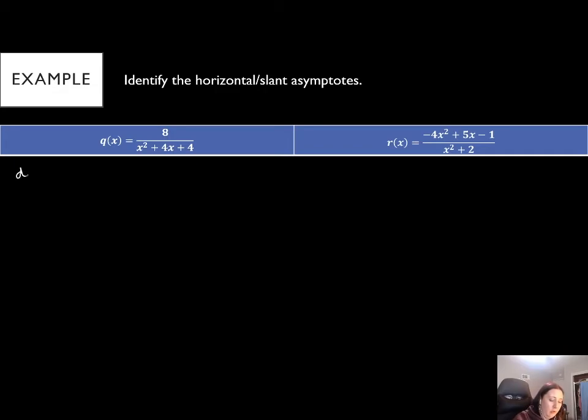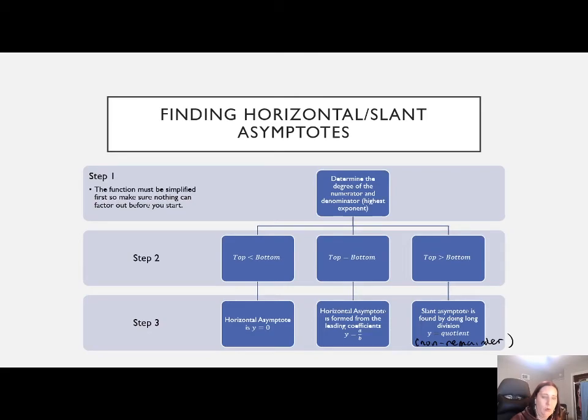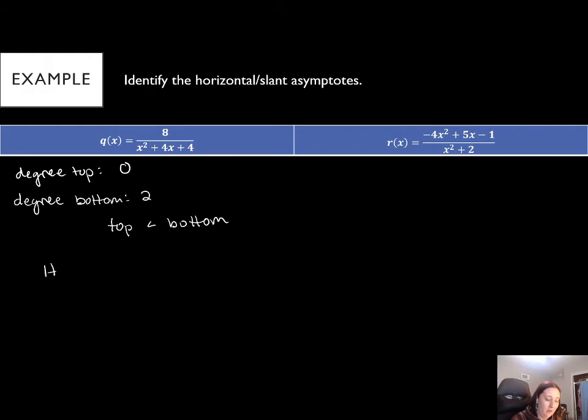We want the degree of the top. What is your highest exponent on the top? Well, we don't have an exponent on the top, so that's assumed to be degree 0 because there isn't even an x on the top. If there was an x, we'd call it degree 1, but we just have a number, so that's 0. And then our degree on the bottom is the highest exponent, which is 2. So the degree of the top is less than the degree of the bottom because 0 is less than 2. So we go to our chart: horizontal asymptote is y equals 0. Bam, done. Horizontal asymptote, y equals 0. There's no math involved; you're just looking at the numbers. Super easy.